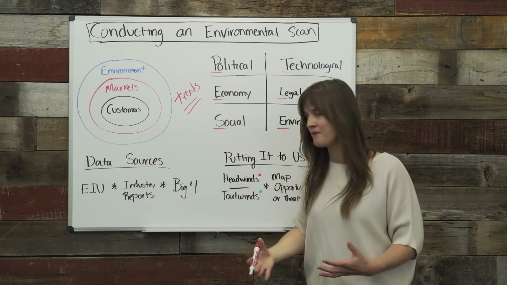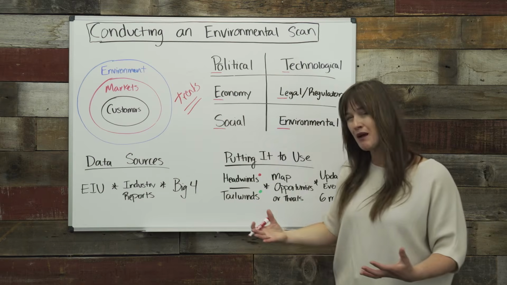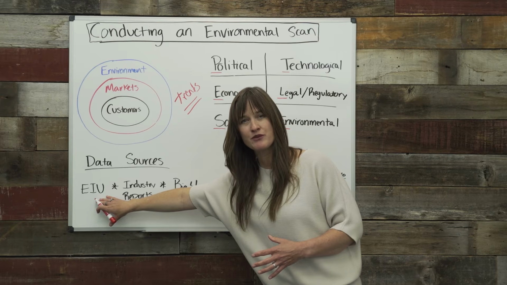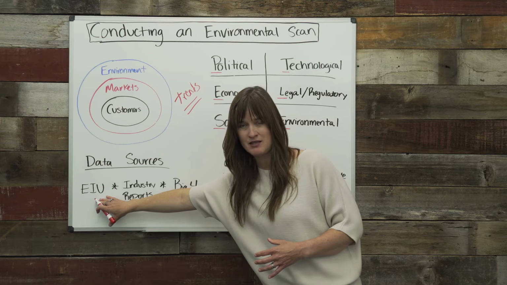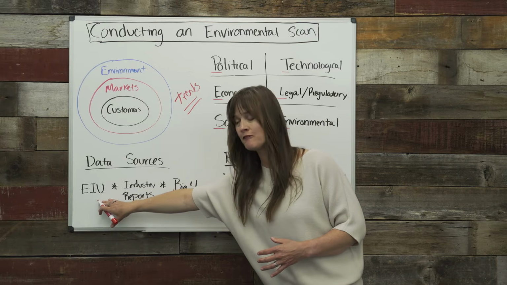Where would you get the data from? So these are my 3 favorites. These can all be Googled. Sometimes you have to pay for some of them if you want to go a little bit deeper. The EIU stands for the Economist Intelligence Unit. The free reports are great. The paid reports are even better.